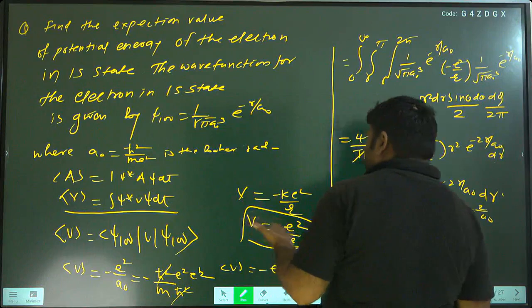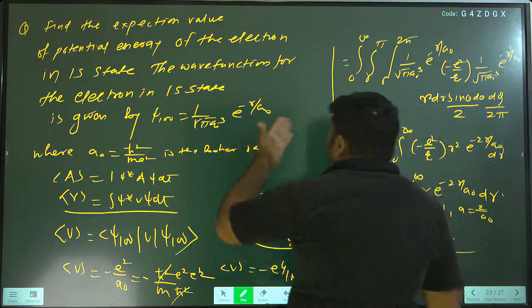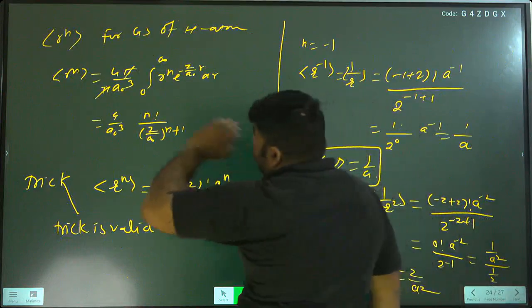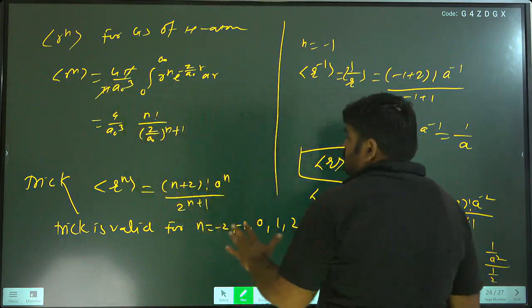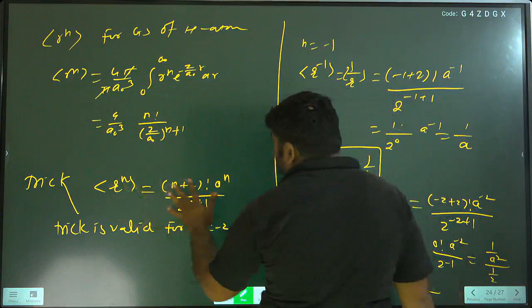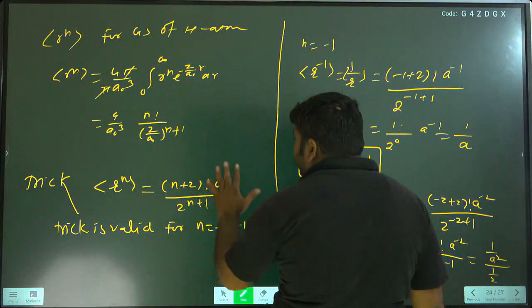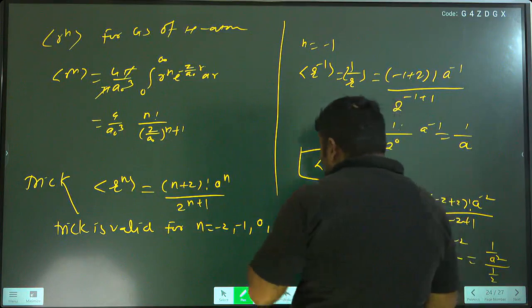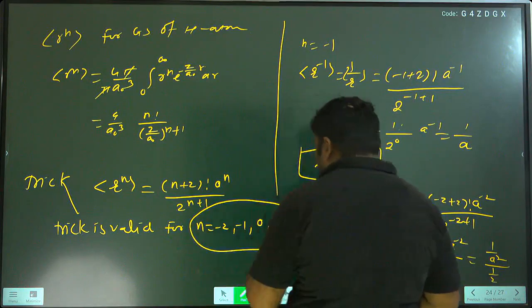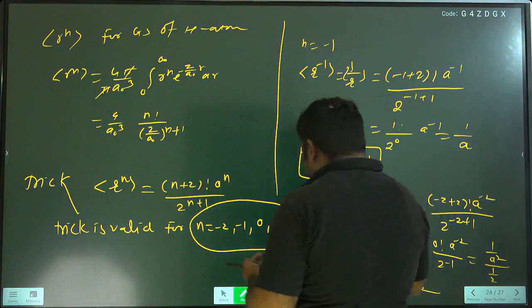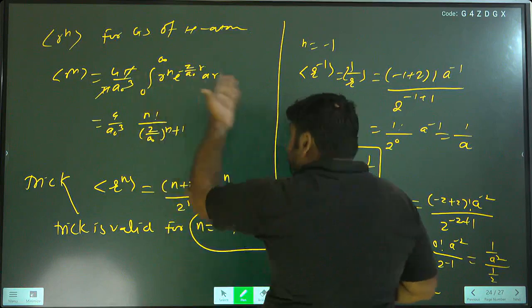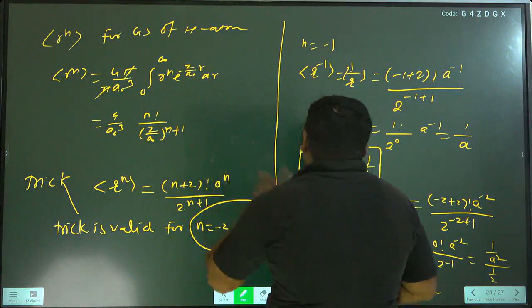Like that, minus e squared upon r is potential energy, kinetic energy minus h cross squared upon 2m del squared, like that. Okay, we can use this trick: expectation of r to the power n is equal to (n plus 2) complete factorial, a to the power n upon 2 to the power n plus 1. This trick is applicable up to this one. But second thing, remember that generally the problem will be asked only up to here, okay, so even if you remember it, there's no problem, or if you solve by the regular method, it won't take much time.